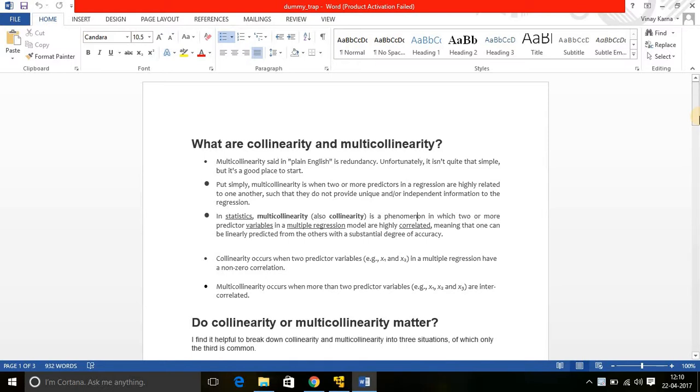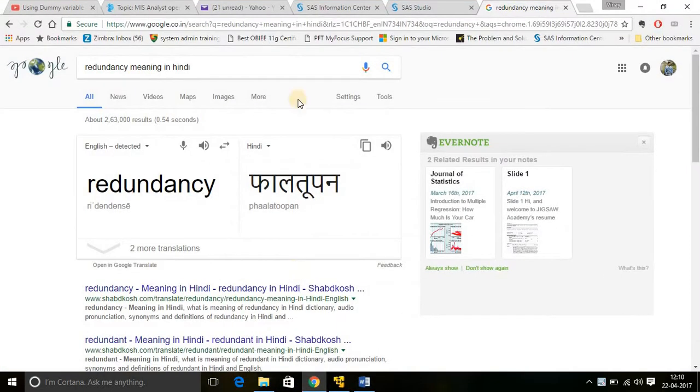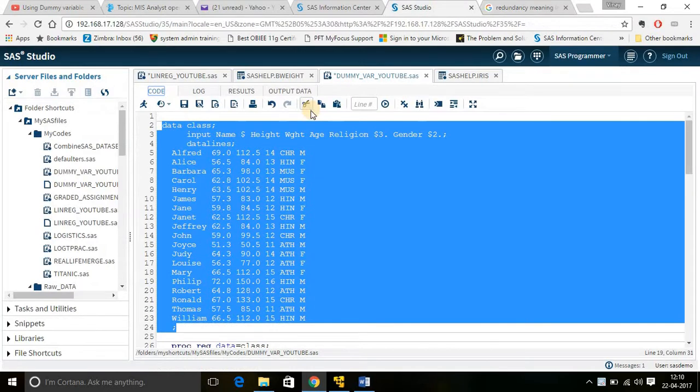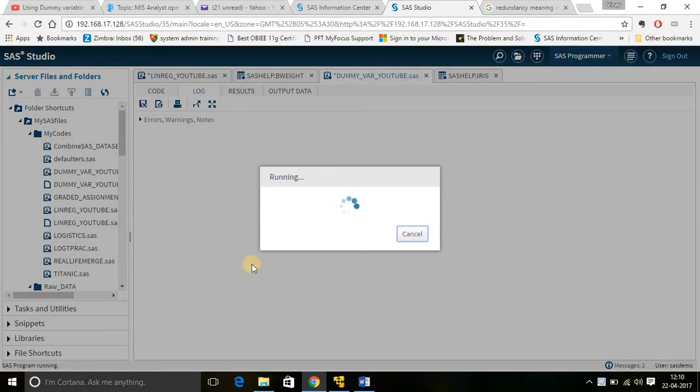So now let's jump into the SAS code, where we were discussing. So this was our data. Let's take a look at how it looks.